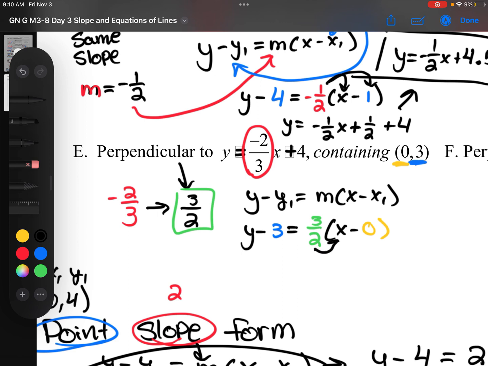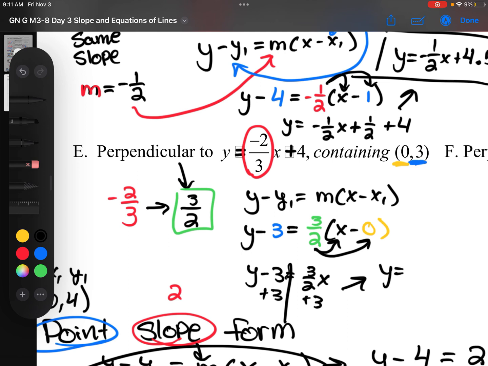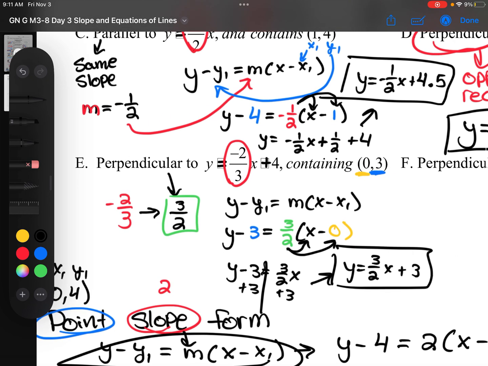Okay, now we're just going to simplify this guy. So all we have to do is distribute this. That's going to be 0, so that's easy. So we have y minus 3 equals 3 halves x minus 0. So that's gone. Then just add 3 to both sides. And then we get y equals 3 halves x plus 3. That's the equation of our line. Easy peasy. Moving on.